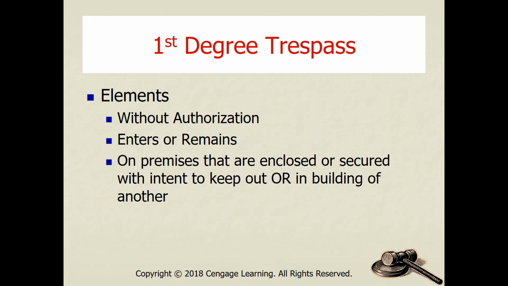So first-degree trespass: without authorization, you enter or remain on premises that are enclosed or secured with the intent to keep out, or in a building of another. So if you were in my house, it could be a first-degree trespass, but let's suppose I had fenced my pool in, and you were inside the fence of the pool, and you weren't supposed to be there, or you're there and I ordered you out and you stayed, it would be first-degree trespass.